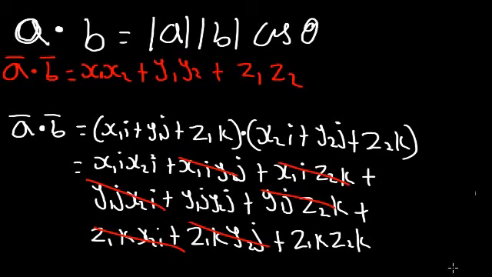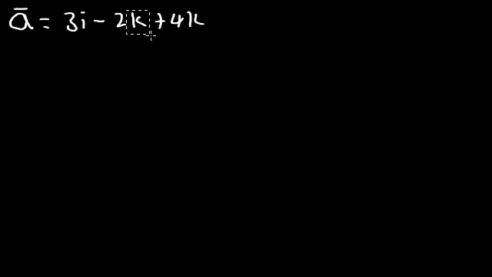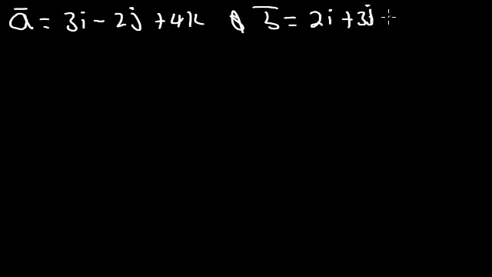Number 1. Let's find the dot product of these two vectors. Vector A is defined as 3i minus 2j plus 4k, sorry, and vector B is defined as 2i plus 3j and minus 5k. So what would be A dot B?